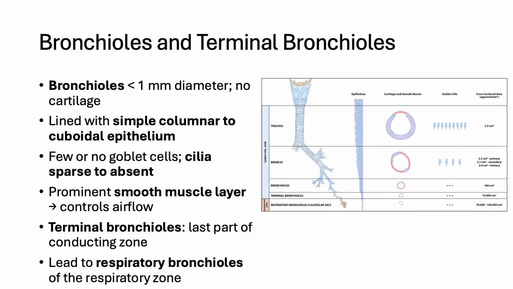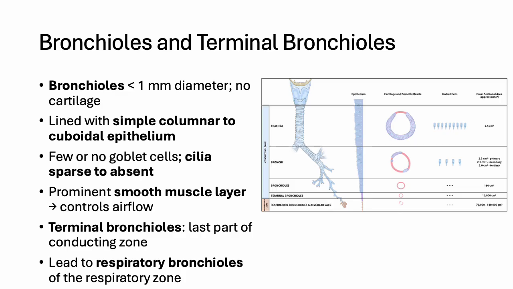Now we've reached the smallest passages of the conducting zone, the bronchioles and terminal bronchioles, which mark the transition into the respiratory zone where gas exchange occurs. As bronchi branch and become progressively smaller, they eventually lose their cartilage support and transition into bronchioles, which are less than 1 millimeter in diameter.